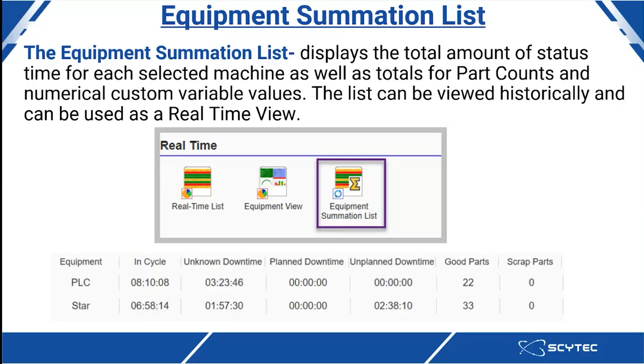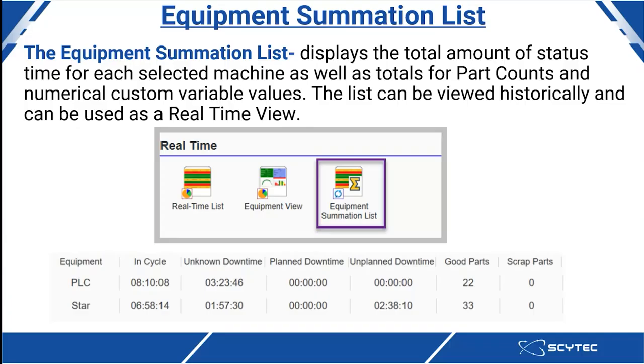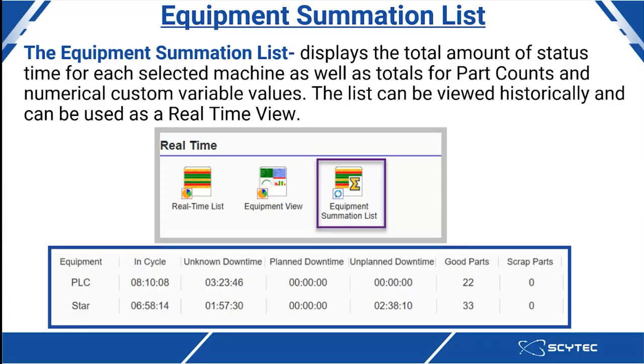If you see the image there in the center, this equipment summation list can be found with the other real-time views that we have, including the real-time list and the equipment view. Then below that image, you can see a screenshot of what this equipment summation list looks like and what it also reports on.